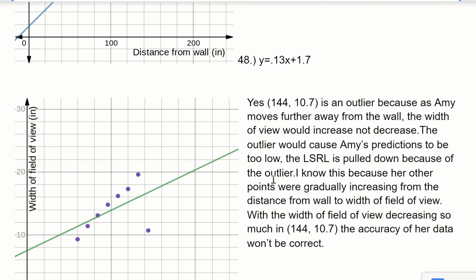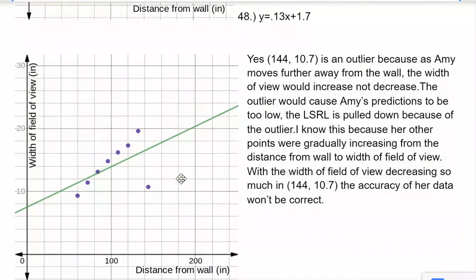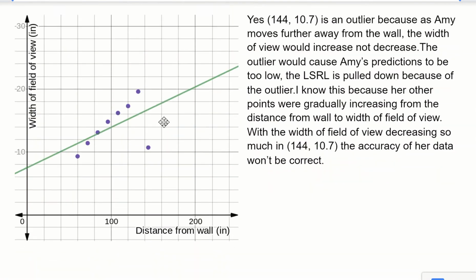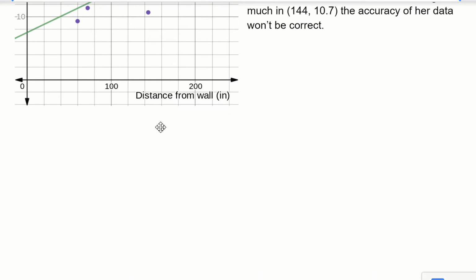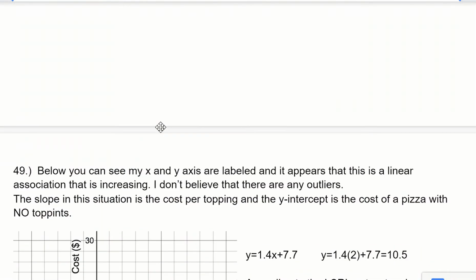I know this because her other points were gradually increasing from the distance from the wall to the width of the field of view. With the width of the field of view decreasing so much, the accuracy of her data won't be correct. Well, certainly in this physical situation, right? At least we're suspicious of it. Great. Let's go on to question 49.